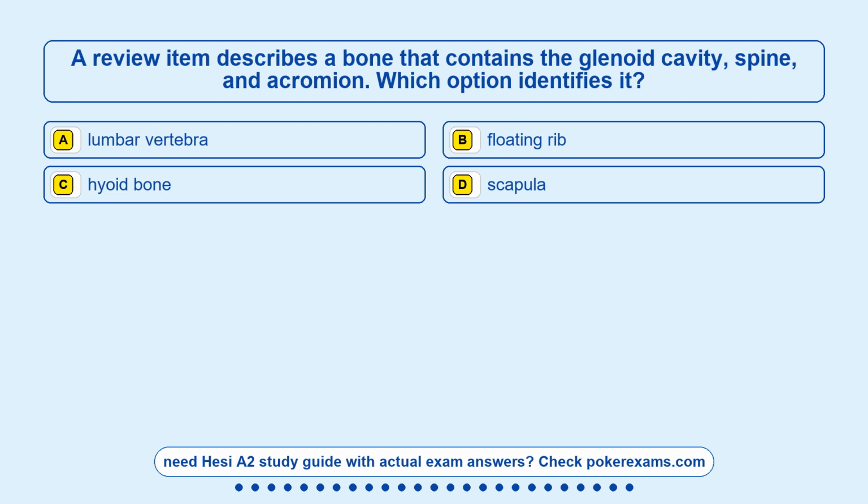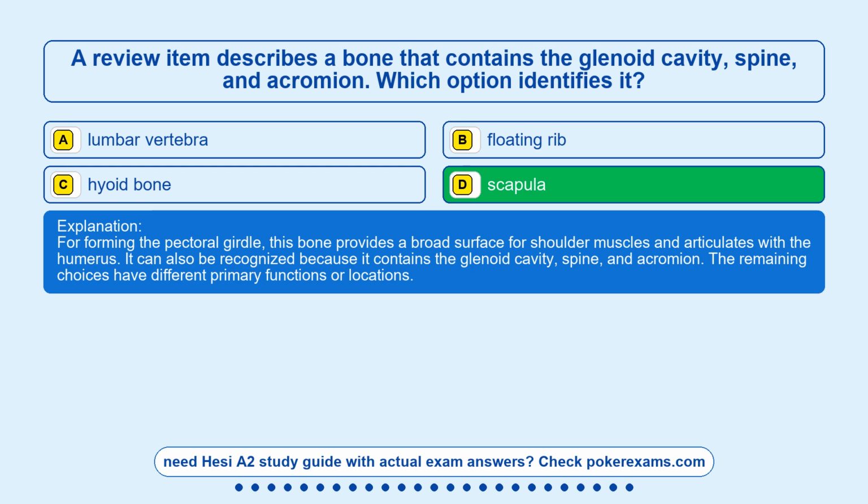Question 16. A review item describes a bone that contains the glenoid cavity, spine, and acromion. Which option identifies it? Option A, lumbar vertebra. Option B, a floating rib. Option C, hyoid bone. Option D, scapula. The correct answer is option D, scapula. For forming the pectoral girdle, this bone provides a broad surface for shoulder muscles and articulates with the humerus. It can also be recognized because it contains the glenoid cavity, spine, and acromion. The remaining choices have different primary functions or locations.